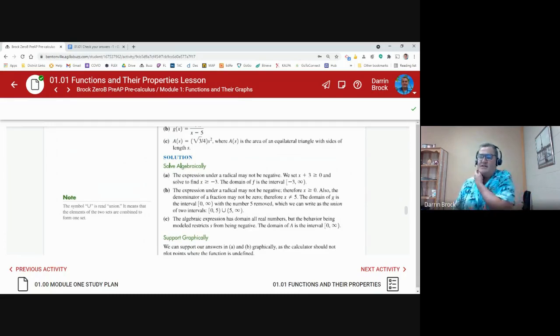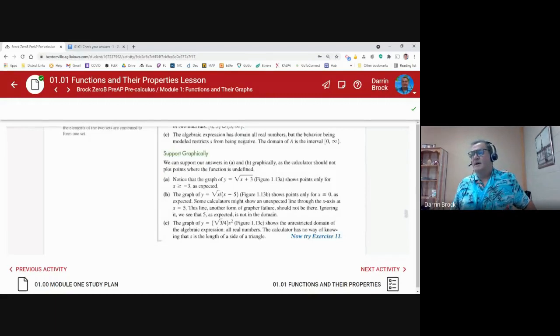So we can write that as a union. I don't know if you remember unions before from your earlier algebra classes. Union is to where it's 0 to 5, and the bracket means includes 0, and 5 to infinity, but the 5 has parentheses because 5 is not included. So it can be 4.999, or it can be 5.0000001, but it cannot be 5. So everything from 0 to 5 and 5 to infinity, not including 5.